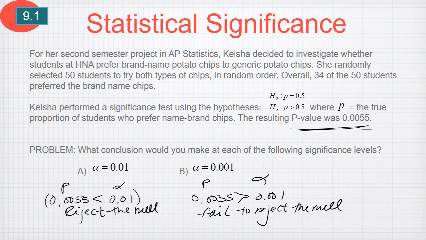And of course we have to put this in context, so we would say since the p-value is greater than the alpha, and we put this all in parentheses and state these numbers, we fail to reject the null. There's not convincing evidence that the students at H&A prefer brand name chips.